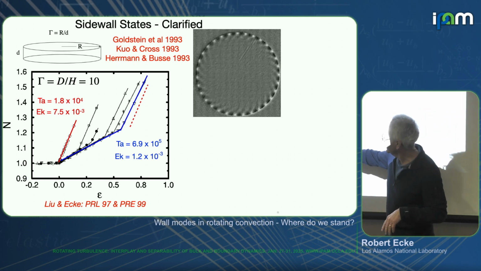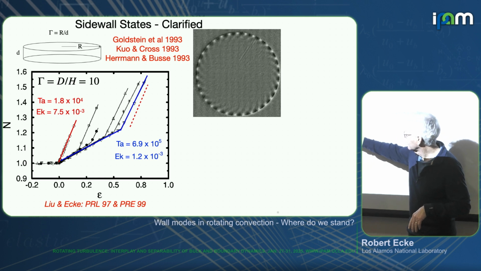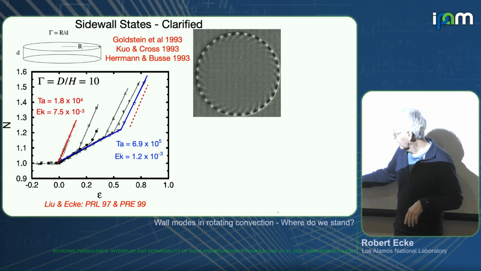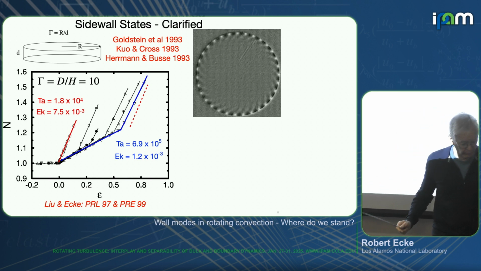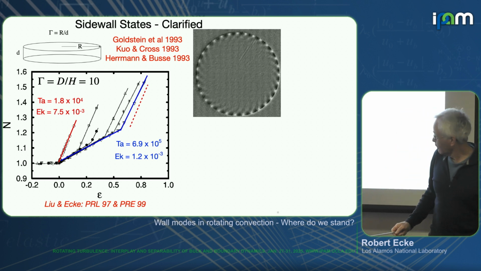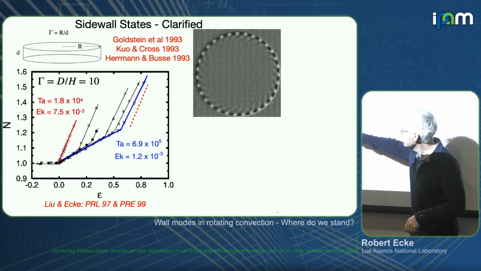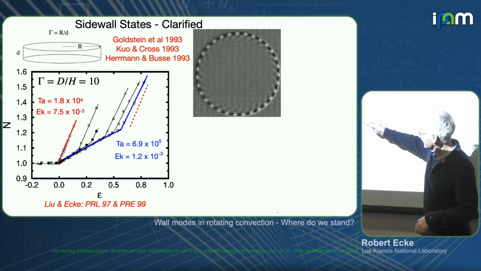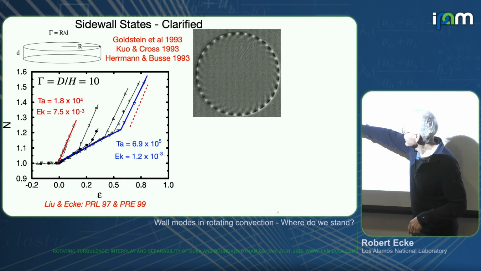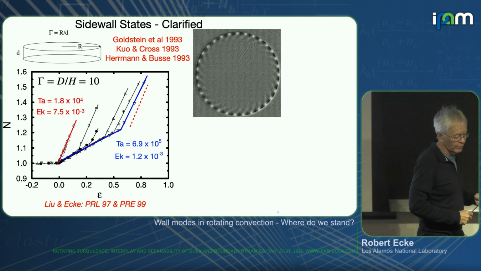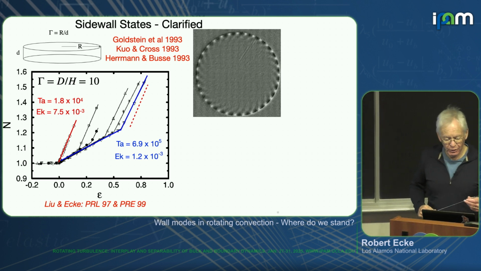If you start increasing the rotation rate, what you see is that if you scale things, epsilon is Rayleigh over Rayleigh onset of the wall modes minus 1, this slope is pretty much independent of the rotation rate until you cross over to the bulk. And in this case, you get this very nice distinction between the wall mode state and the bulk state.